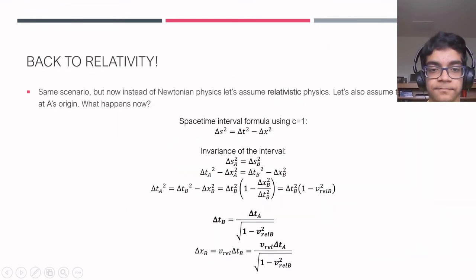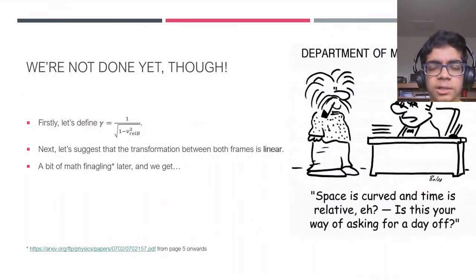that's delta x over delta t. And we can do something very similar for calculating the x position of O for B, and then we get that that's the relativistic speed multiplied by the change in time for A divided by the square root of 1 minus v_rel B squared. Okay, so that helps us a little bit, but we're not done yet.